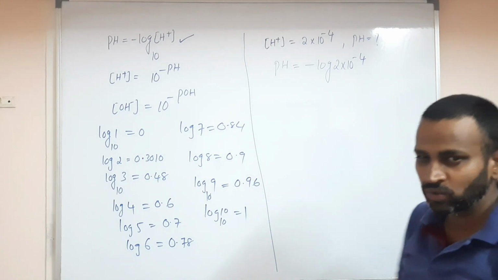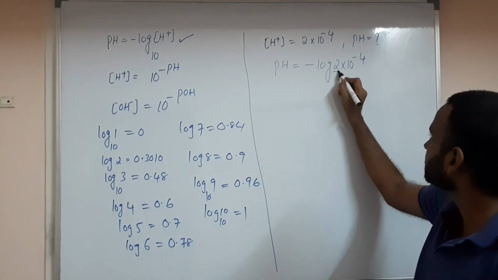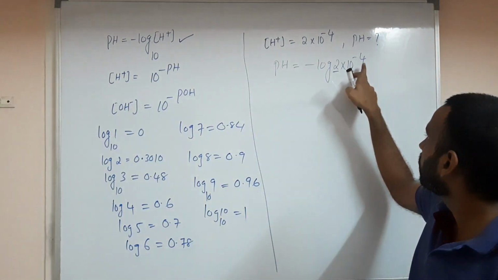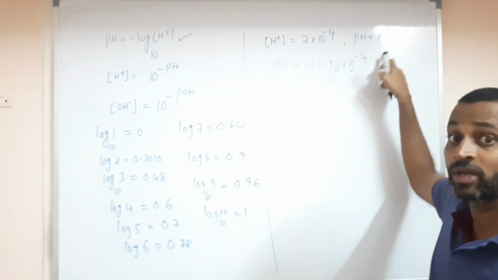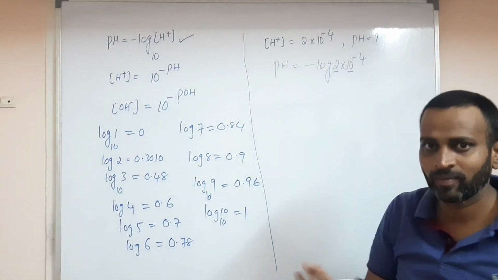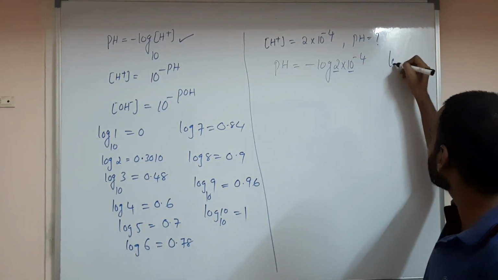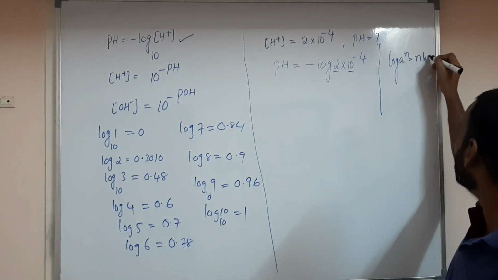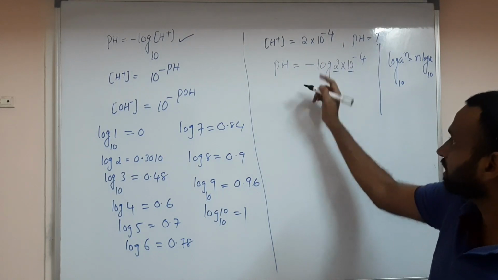Then what will you do? A simple way I will tell you. Don't write log A into B as log A plus log B, and so on. So minus log 10 power minus 4. Log A power n is n log A to the base 10, all these things are required of course. So minus of minus is plus 4.